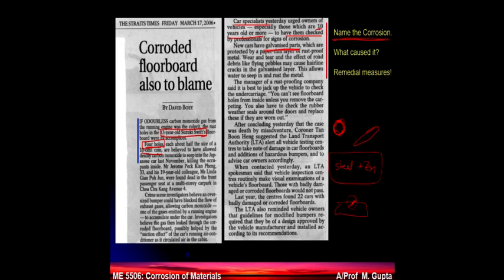Okay, who has answered? Anyone want to give it a try? I've already told you that this type of corrosion is crevice corrosion. So how is it crevice corrosion? That is my next question.